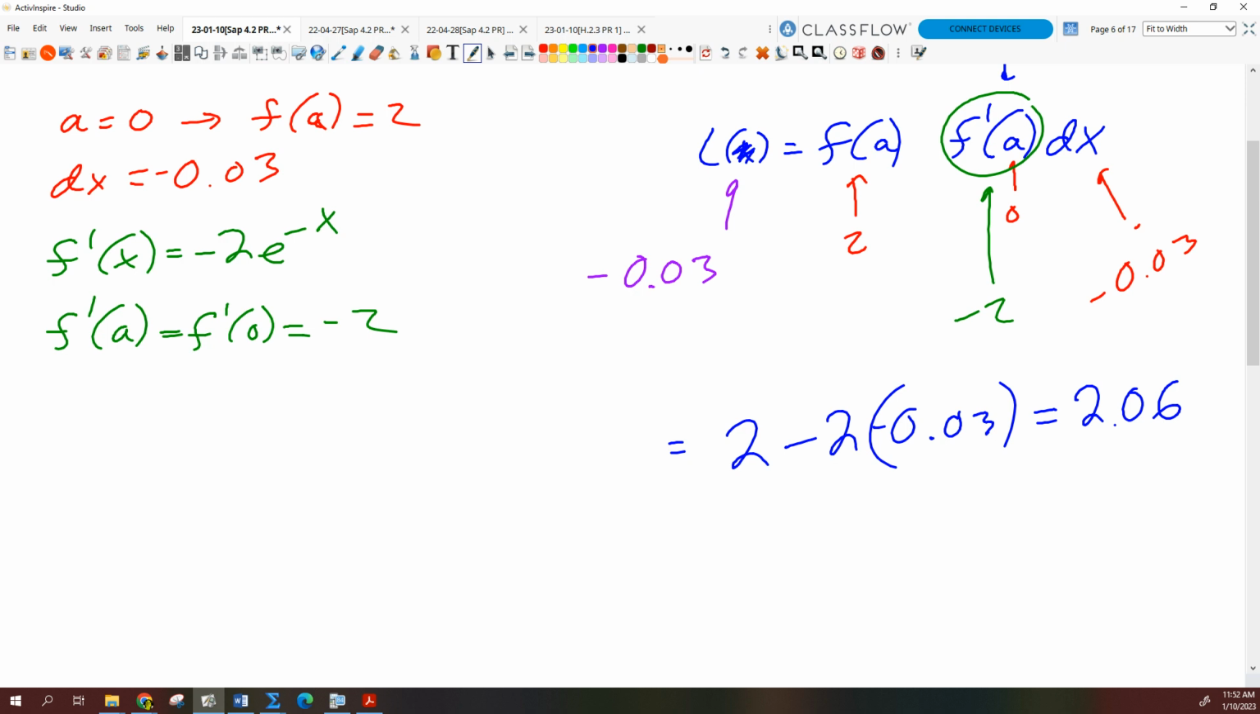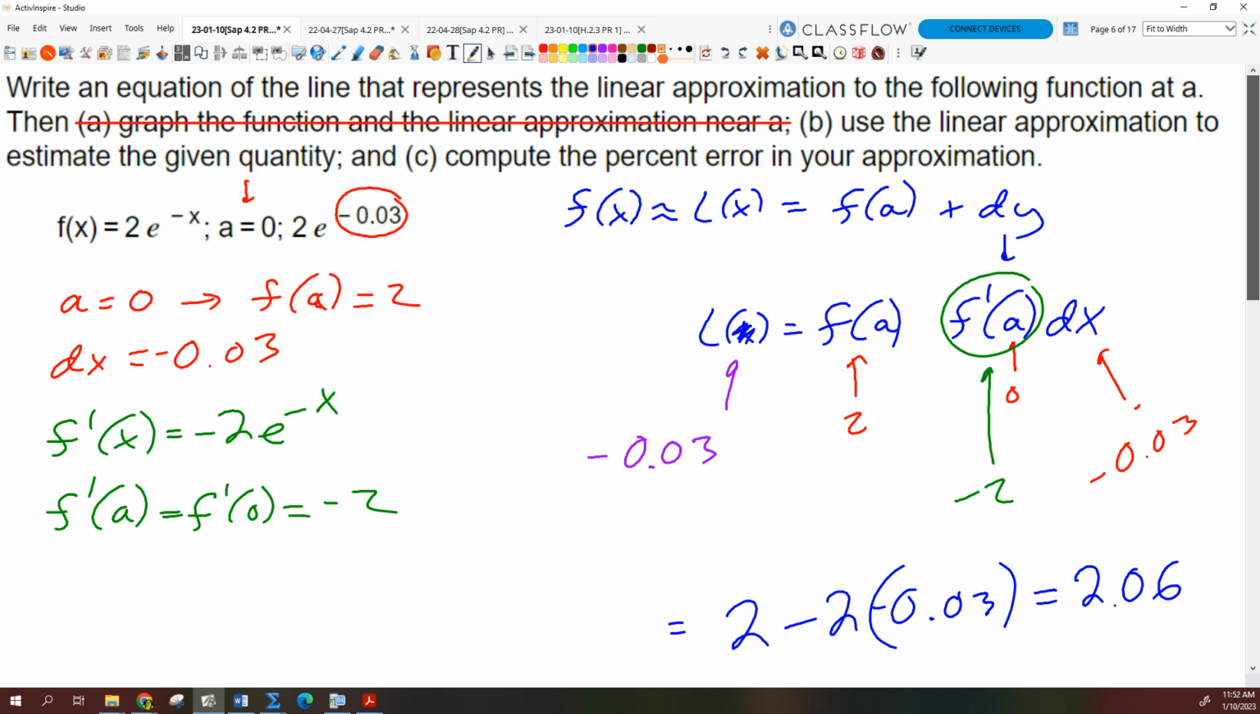Okay. Make sense? So there's our estimate, 2.06. So we estimate that 2e to the negative 0.03 is 2.06. Okay. How close is that? Well, somebody calculate this. What is 2 times e to the negative 0.03? What is that actually equal to? 1.941.